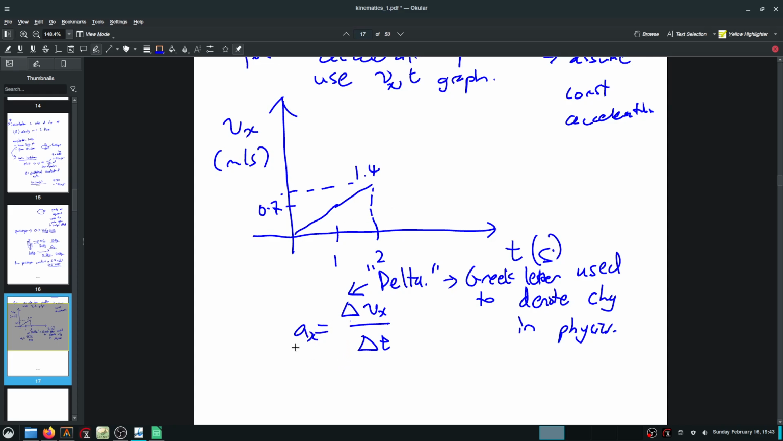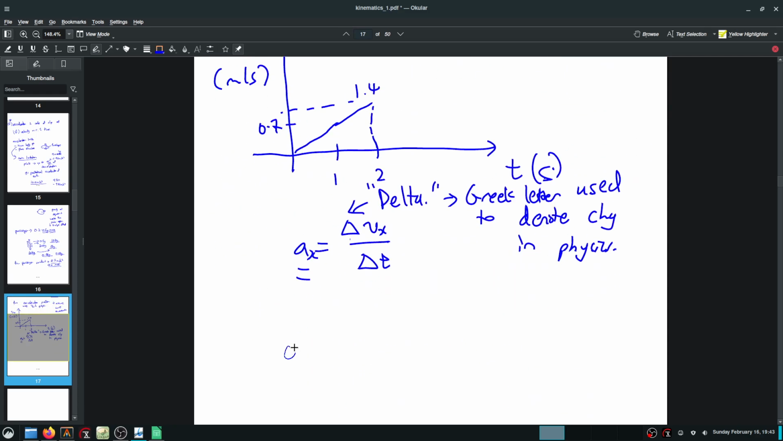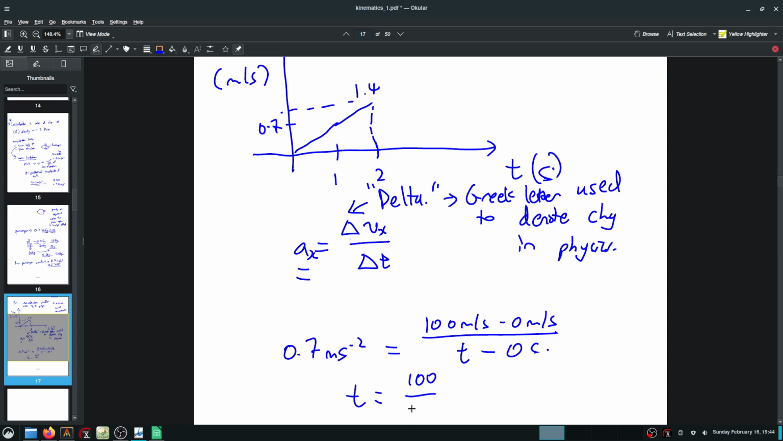Okay, so if we have constant acceleration, what's this constant acceleration? 0.7 meter per second square in the x direction. So I put delta v, well, delta v is 100 meter per second minus 0 meter per second. If this is whatever threshold it is, the time taken will be t1 or t minus 0 seconds. So this is how you do it. You can actually use this formula to calculate the time used to get to this speed.